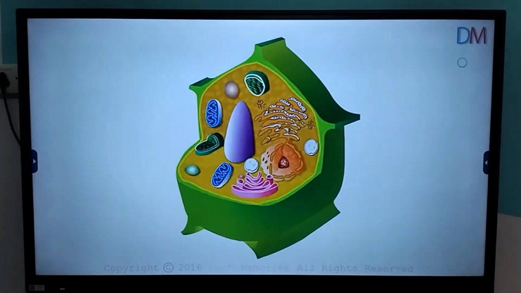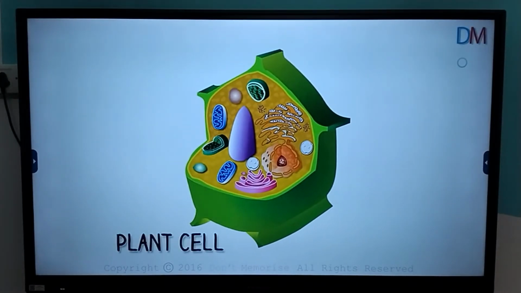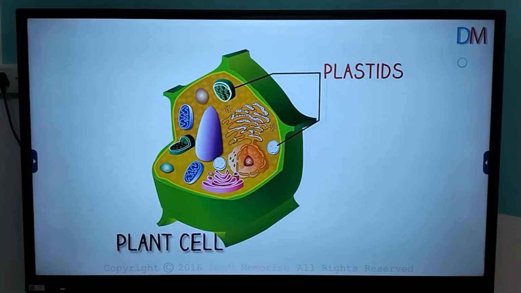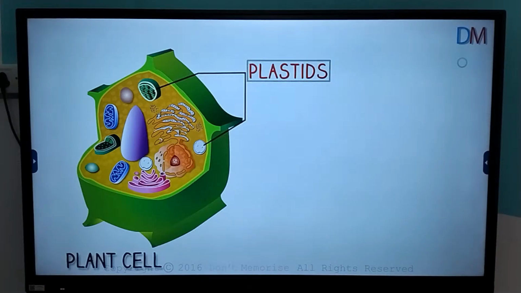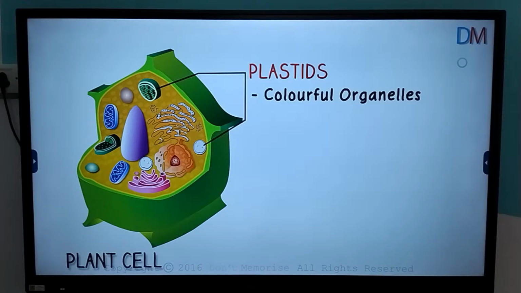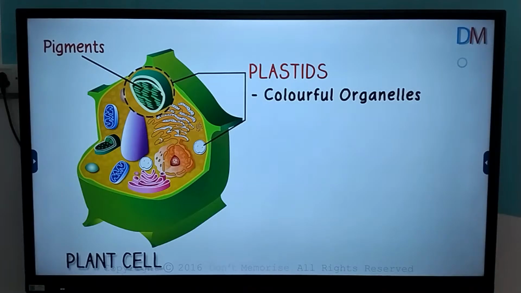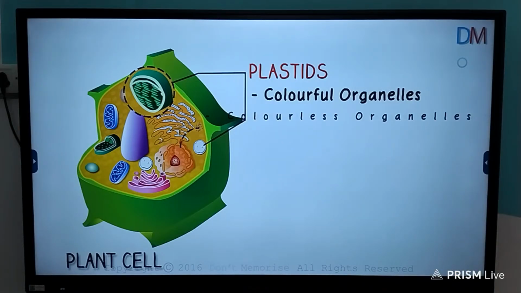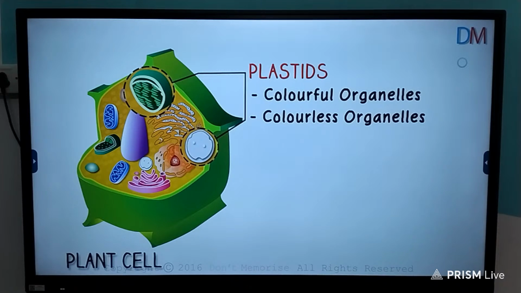There are some organelles which are only exclusive to the plant cell. Do you know what they are called? Plastids. That's what they're called. But what is peculiar about them? Plastids are colorful organelles of the plant cell. What exactly makes them colorful? These organelles have pigments inside them which give them color. However, we also have colorless plastids.